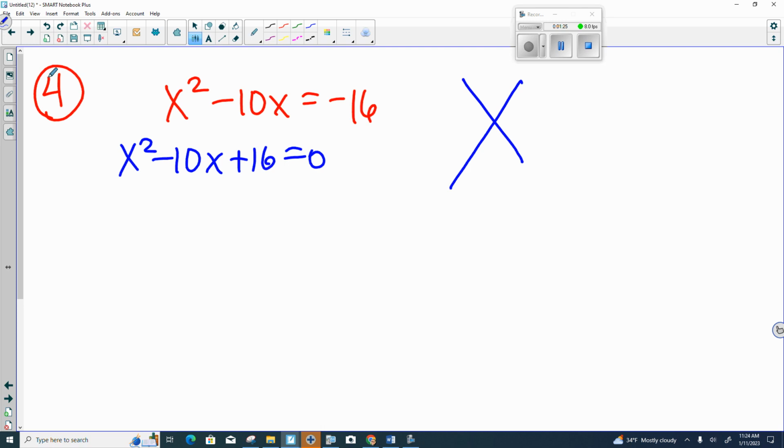And then this one's a super easy one because the lead coefficient is a 1. So I don't really have to do A times C. So these ones are fun to factor when the lead coefficient is not a number bigger than 1. All right, Emma, what two things multiply to be 16 and add to be negative 10?